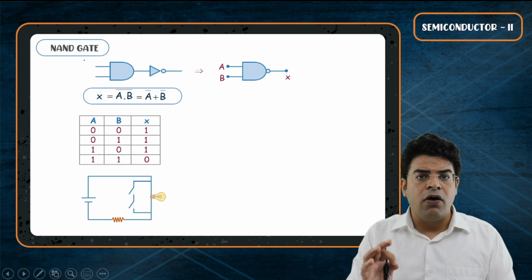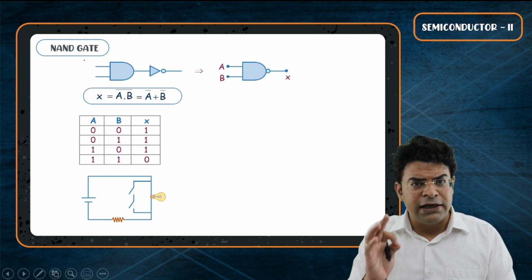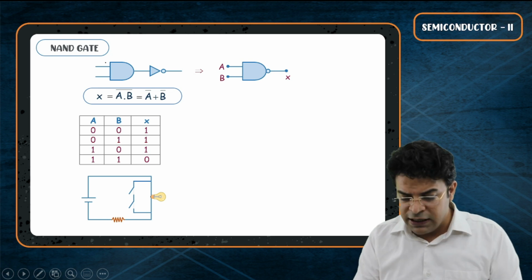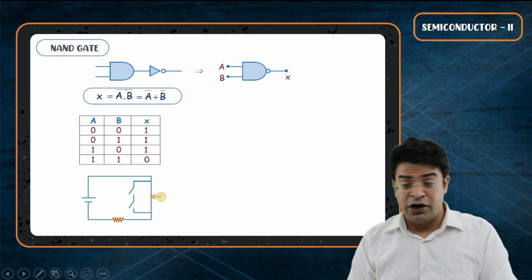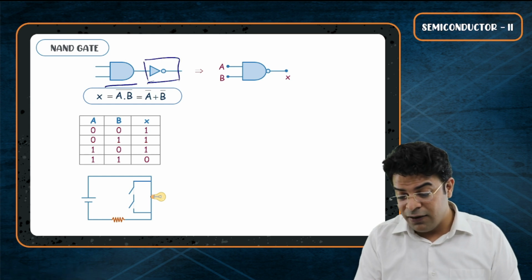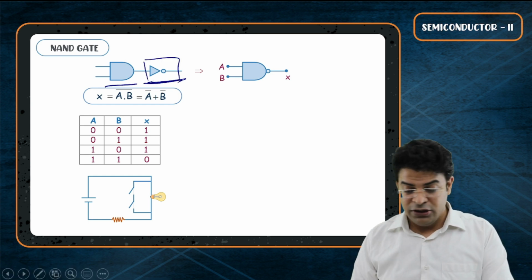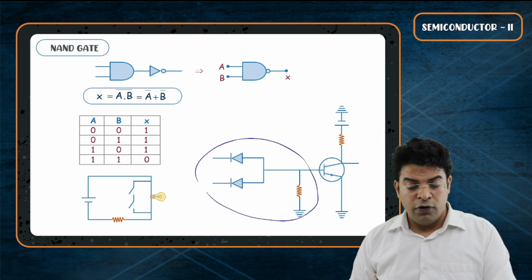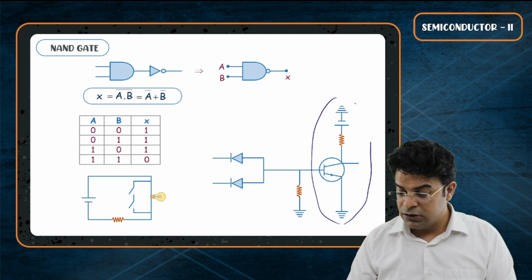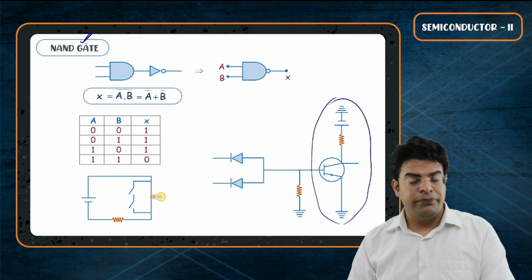Now let's think of the electronic circuit equivalent. It's easy. We have learned the electronic circuit equivalent for AND. We have learned the electronic circuit equivalent for NOT. And an AND followed by a NOT is a NAND.